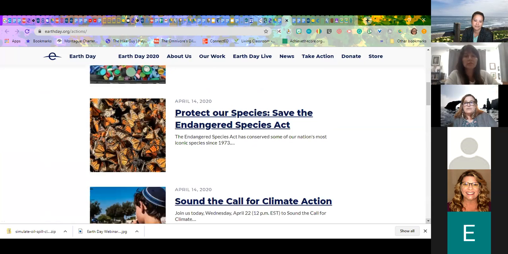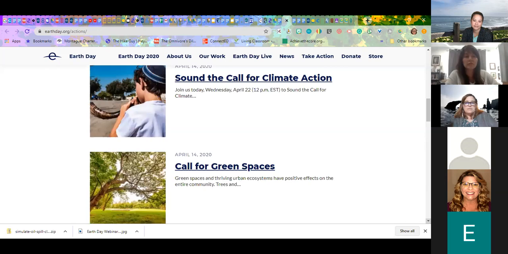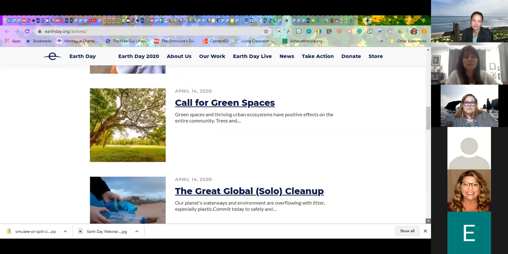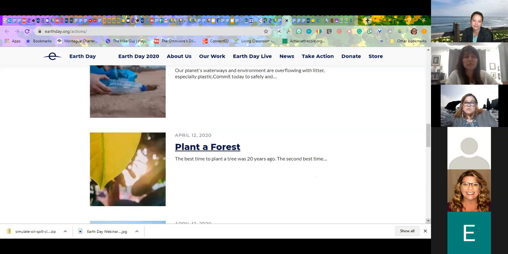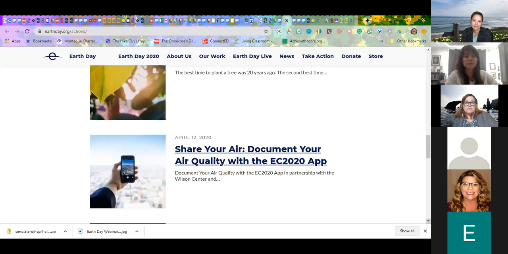And these are things they could do at home. They could read about it. They can take some time to reflect. There's even a couple that are make a poster and put it in your window on Earth Day, those kinds of things. So we really took a lot from this site. We thought it was very useful.